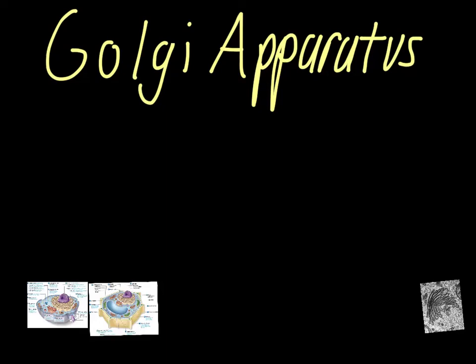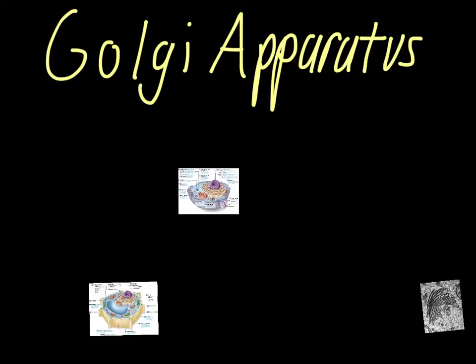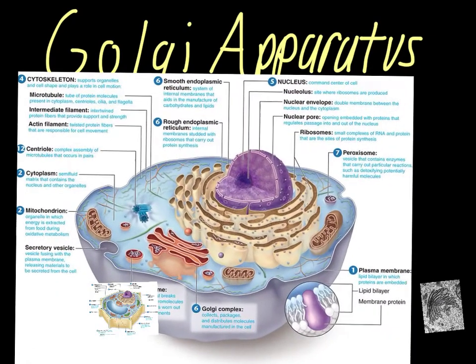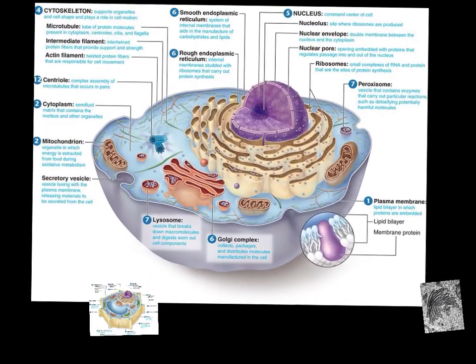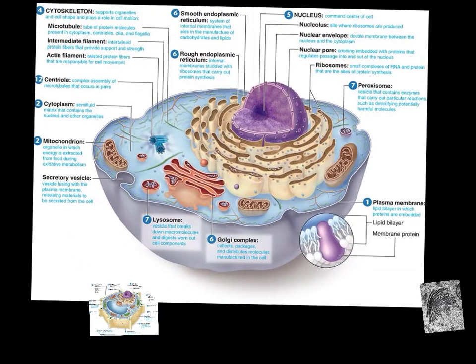This video is all about the Golgi apparatus, which is actually named after Camillo Golgi, who was the guy who discovered it, which is why this one has such a bizarre name, even by biology standards. But if we're looking at this picture of an animal cell, trying to find the Golgi apparatus on here, you've got it right there. It says it collects packages and distributes molecules manufactured in the cell. This one works very closely with the endoplasmic reticulum.